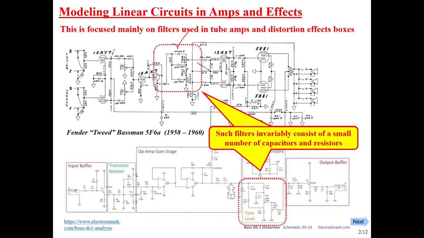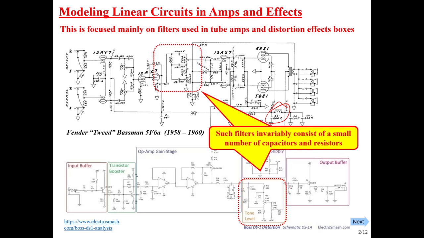Or maybe you are trying to model this linear circuit part, the tone control part of the Boss DS1 distortion. So maybe that's your job at Line 6 or Yamaha or somebody like that. So how do we do that? Now we notice that these filters pretty much consist of resistors and capacitors. There are inductors in amps, but so there's one right there, but they're mainly in the power supplies. They're not doing filtering.